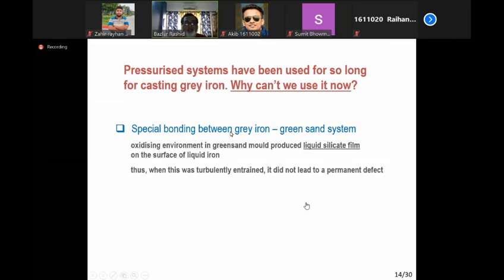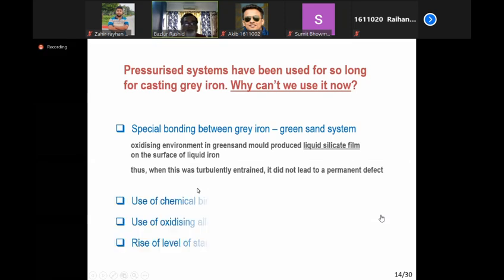So gray cast iron has a special relation with green sand. What is the relation? The oxidizing environment in a green sand mold produces a liquid silicate film on the surface of the liquid iron, and this silicate film protects the liquid metal. And since it is liquid, there is no solid oxide film commonly found in aluminum or other alloys. Because of that, turbulence is not a problem for this type of system. Gray iron, green sand system, turbulence is not much of a problem, and we tend to get good quality casting even if the velocity is very high.